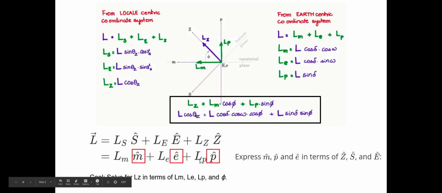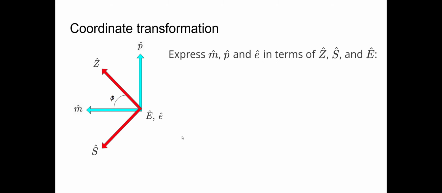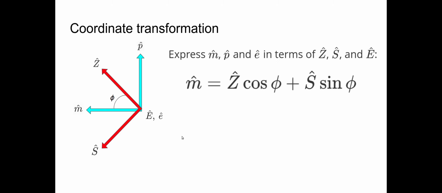Then we need to express these unit vectors in terms of the local centric coordinate system with the unit vectors z hat, s hat, and capital E hat. Here on the left, I've redrawn both of the coordinate systems defined in the same way as in the lecture. Using trigonometry, we can express the unit vector m hat as z hat times cosine phi plus s hat times sine phi. The same can be done to obtain expressions for p hat and lowercase e hat.